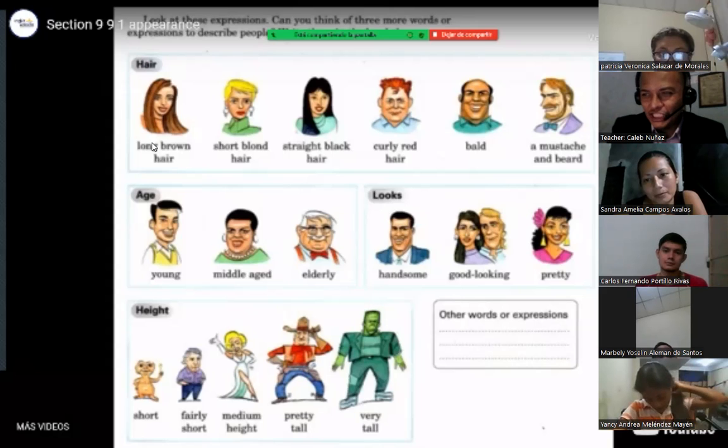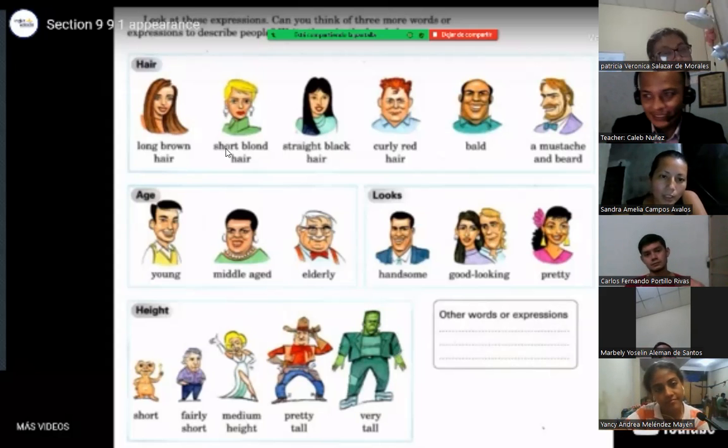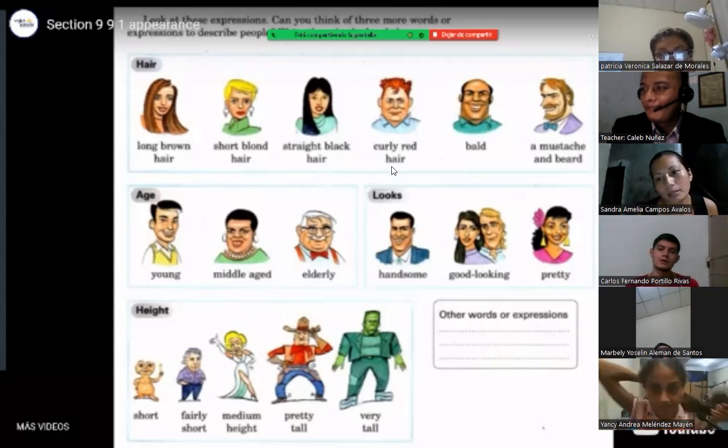And what is the conjugation? You're going to say, she has, right? She has long brown hair. In this case? She has short, in this case, she has hair. Mm-hmm. What about here? He has curly red hair. Now here is different. He is bald. Yes. He is bald, like teacher Caleb.